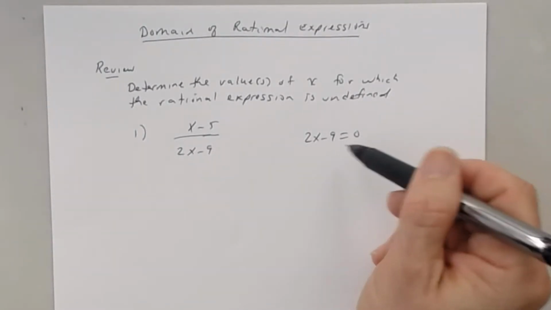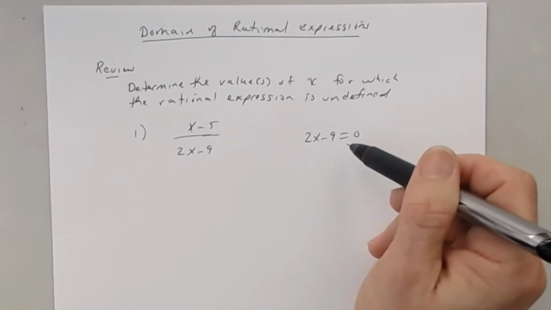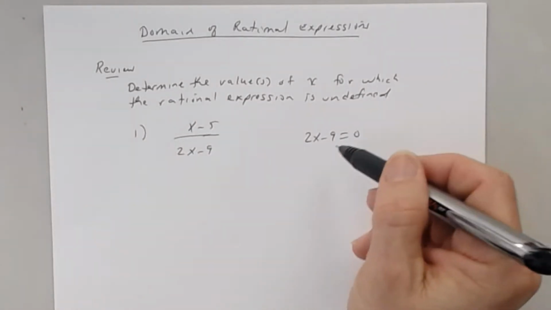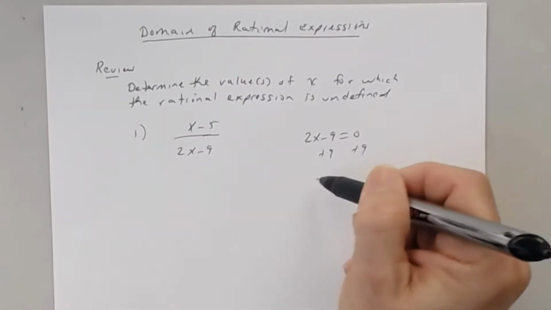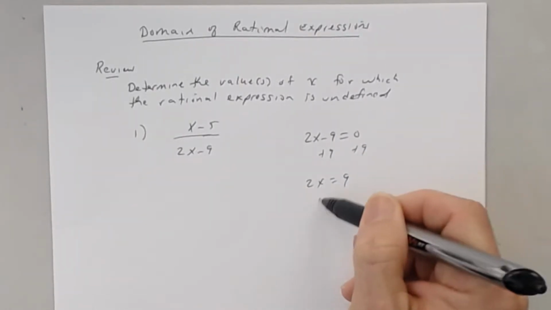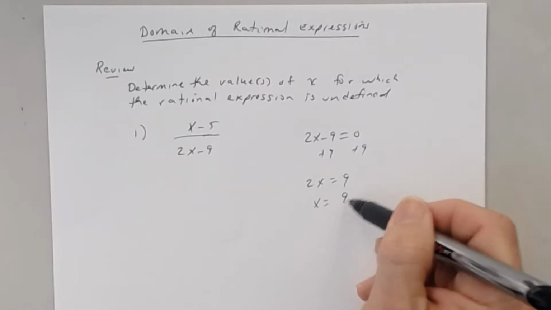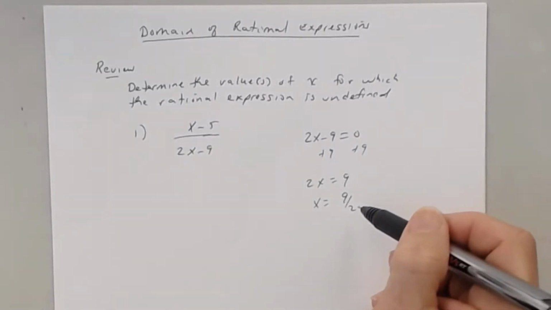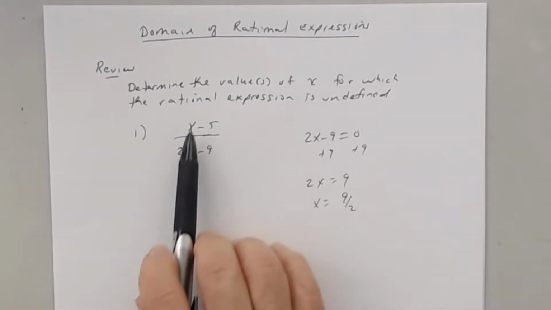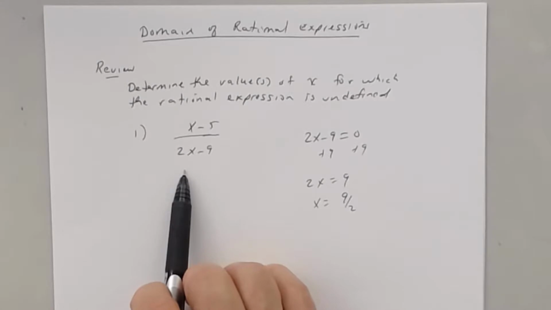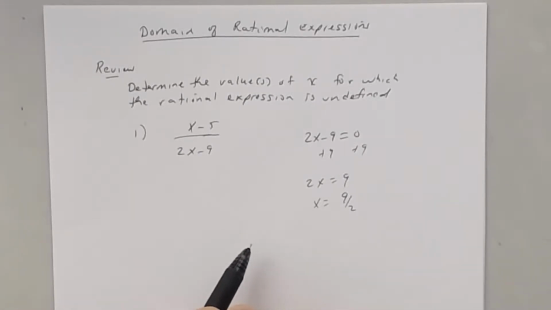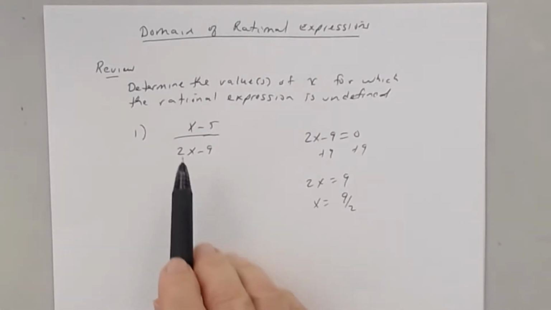And notice, what kind of equation did I just write? A linear equation. So I solve this linear equation. I'm going to add 9 to both sides, so I get 2x equals 9. And so what's my x value? 9 over 2. What I found is that the value of x that makes this rational expression undefined is, not 0, but 9 over 2.